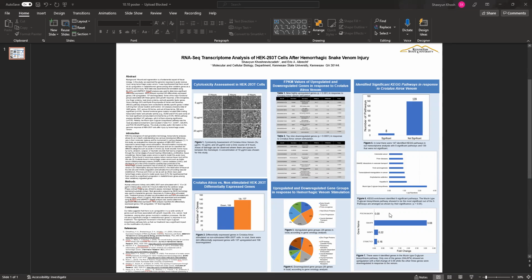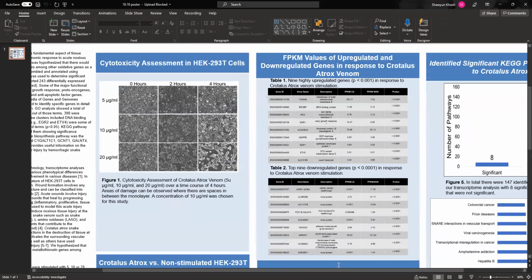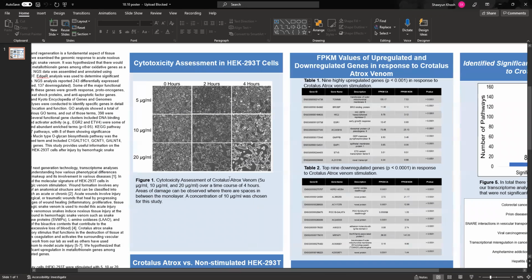In our study, we examined the molecular signature of human embryonic kidney cells in response to Crotalus atrox venom stimulation. We can see this in the first figure to the left, where the first step was testing the bioactivity of our venom by examining various concentrations outlined here: 5, 10, and 20 micrograms per mil. We saw that 10 micrograms per mil produced sufficient damage to the monolayer without causing mass apoptosis. This was our chosen concentration.